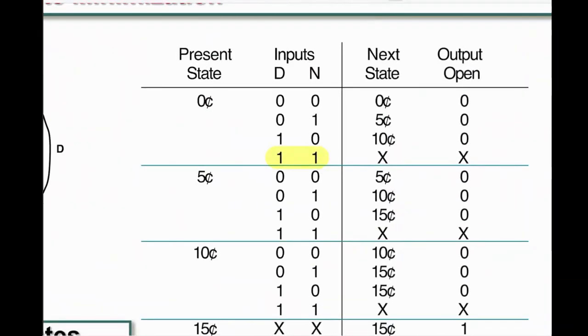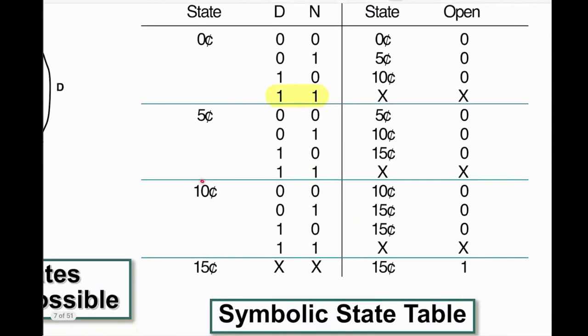All right, let's come back to this. From 10 cents, where can you go? Well, you can stay there if you don't enter a nickel or dime. You can go to 15 if the user enters a nickel. If the user enters a dime, there's a problem because you have given it more money than needed. And then 1-1 is don't care.